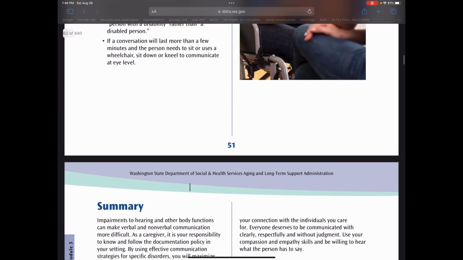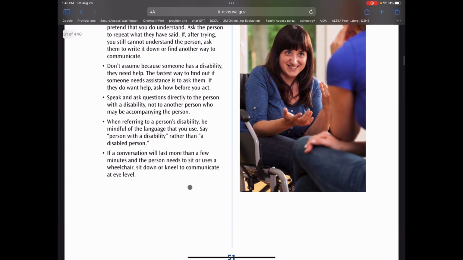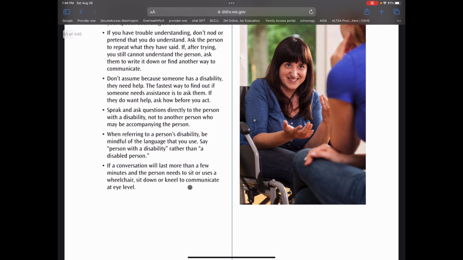Everyone deserves to be communicated with clearly, respectfully, and without judgment. Use your compassion and empathy skills and be willing to hear what the person has to say.